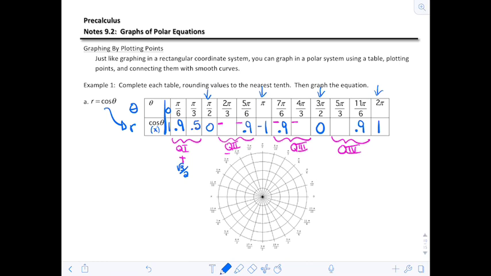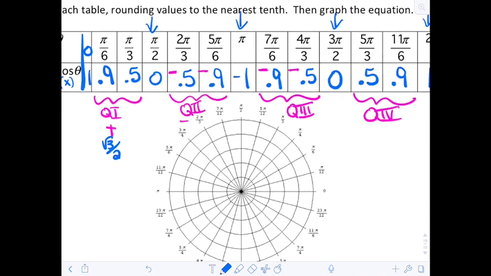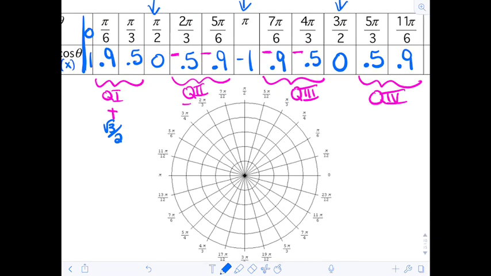As we move into the second quadrant, a reference angle of pi over 3 would be 2 pi over 3, but that's negative 1/2 because we're in the second quadrant. Moving into quadrant 3, 4 pi over 3, with a reference angle of pi over 3, would be negative 1/2 as well. And then in the fourth quadrant, 5 pi over 3 would have a reference angle of pi over 3, and that would be a positive 1/2. So now we have our table of values, and we are going to graph them on this polar coordinate scale.